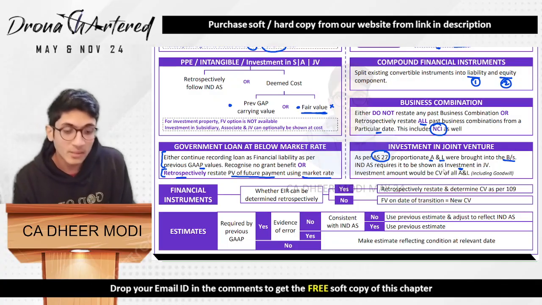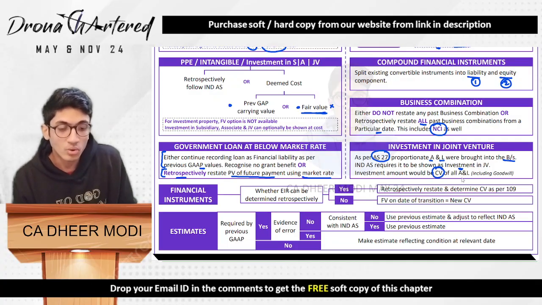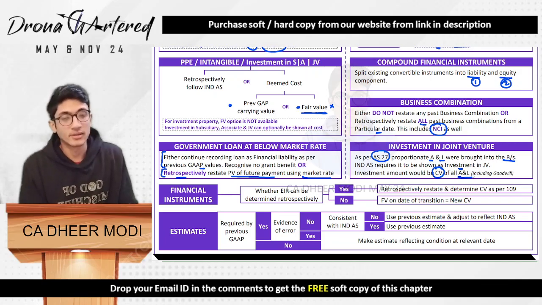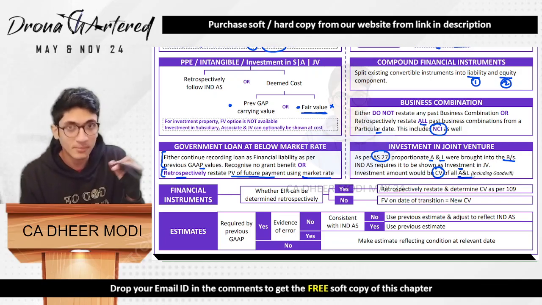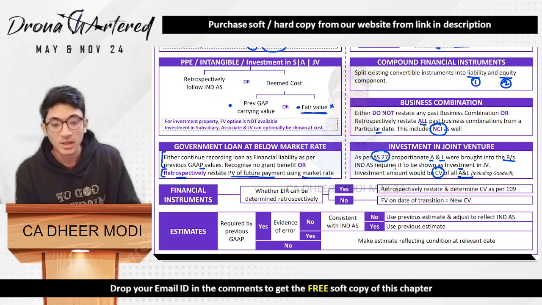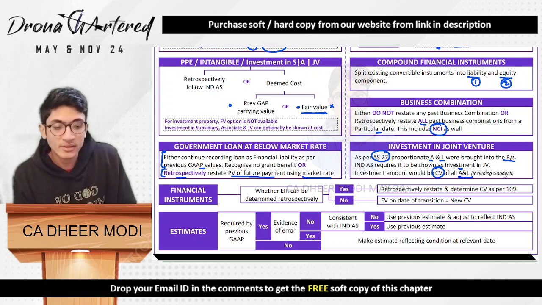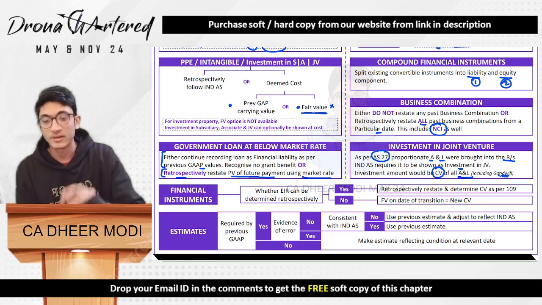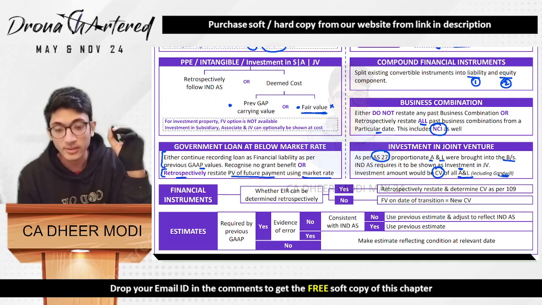So investment amount would be the carrying value of all assets and liabilities, including your goodwill, and then you multiply it by your proportionate share. So investment would be the carrying value of all assets and liabilities, including your goodwill. Great. Next is your financial instruments.